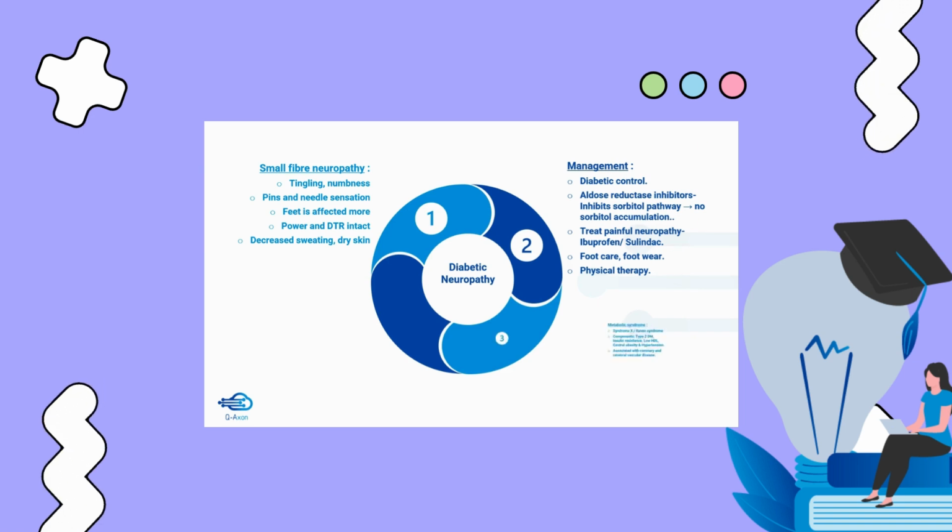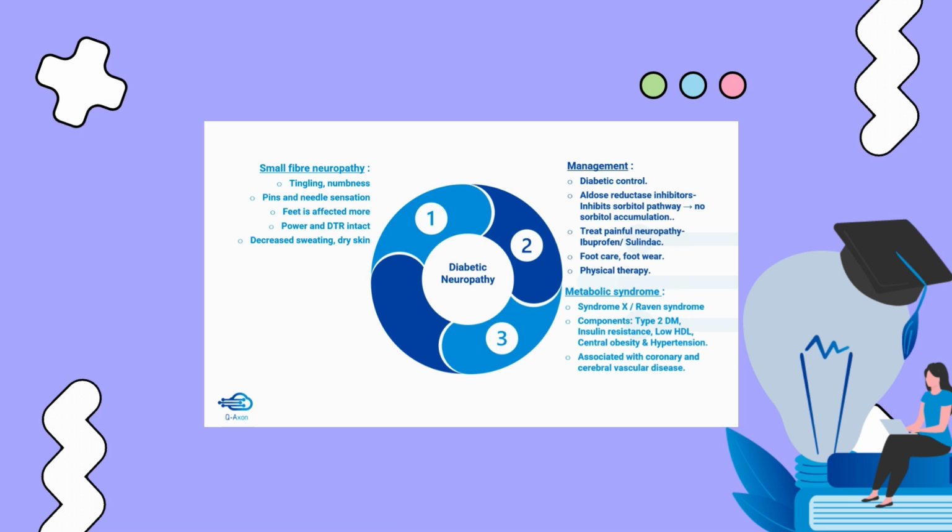Fine. Our next question is, what is metabolic syndrome? Well, metabolic syndrome, also known as syndrome X or Reaven syndrome, is a combination of multiple components. Whenever we use the term syndrome, basically it includes multiple components, and the components of metabolic syndrome are type 2 diabetes mellitus, presence of insulin resistance, low HDL, central obesity, and presence of hypertension. This metabolic syndrome is associated with coronary and cerebral vascular disease, which can increase the morbidity and mortality in patients. So it is very important to know about these components of metabolic syndrome.